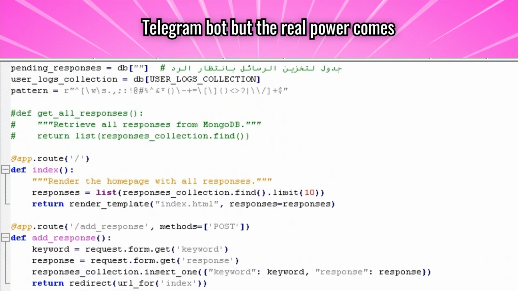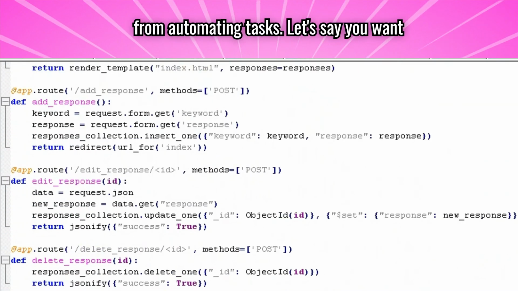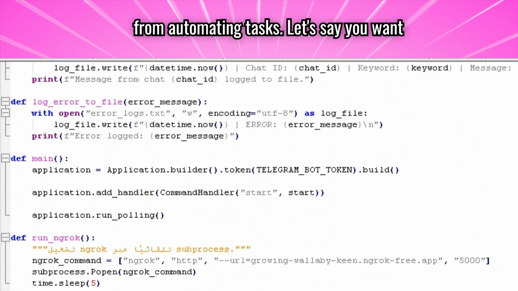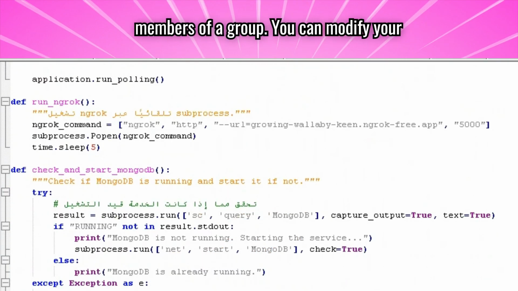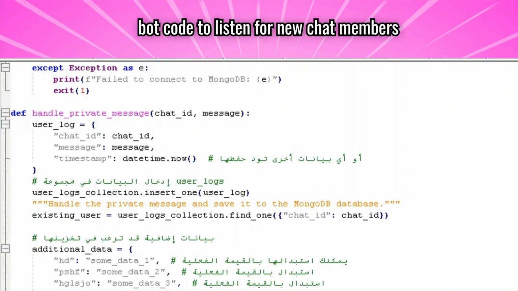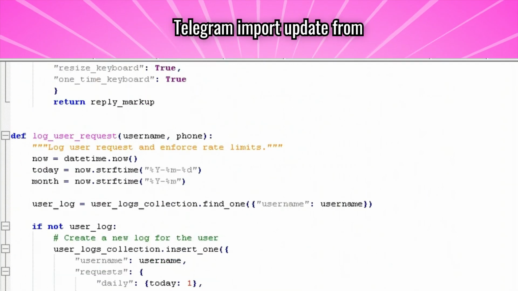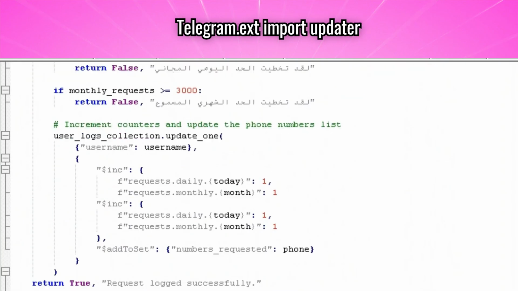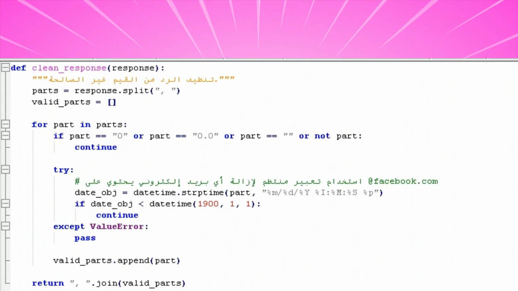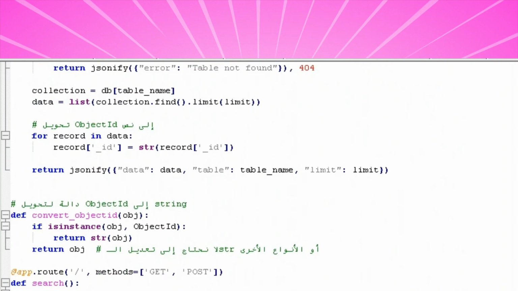Congratulations, you've built a simple Telegram bot, but the real power comes from automating tasks. Let's say you want your bot to send a welcome message to new members of a group. You can modify your bot code to listen for new chat members and send them a message. Python: from telegram import Update; from telegram.ext import Updater, CommandHandler, ChatMemberHandler.